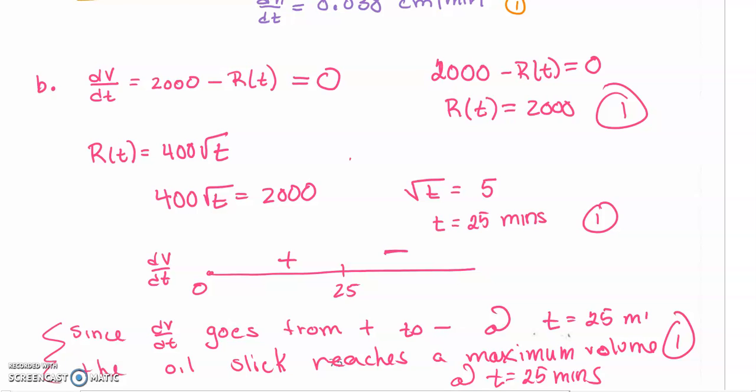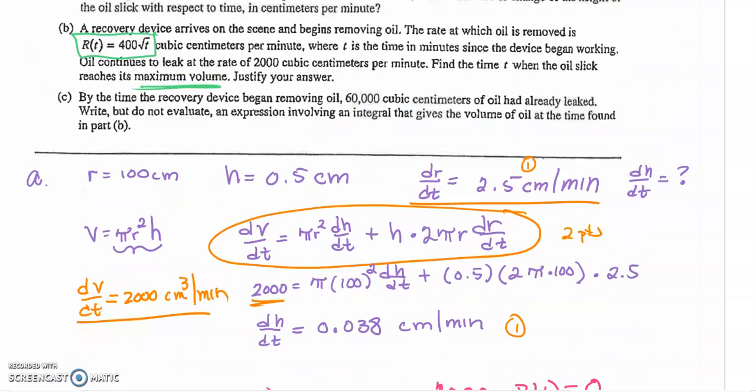I'd like for you to take a moment, go back, and read part C. By the time the recovery device begins removing oil, 60,000 cubic centimeters of oil has already leaked. So there's my initial value. I need to write an integral, but do not solve, that gives the volume of oil at the time that was found in B. This is a typical fundamental theorem of calculus problem.